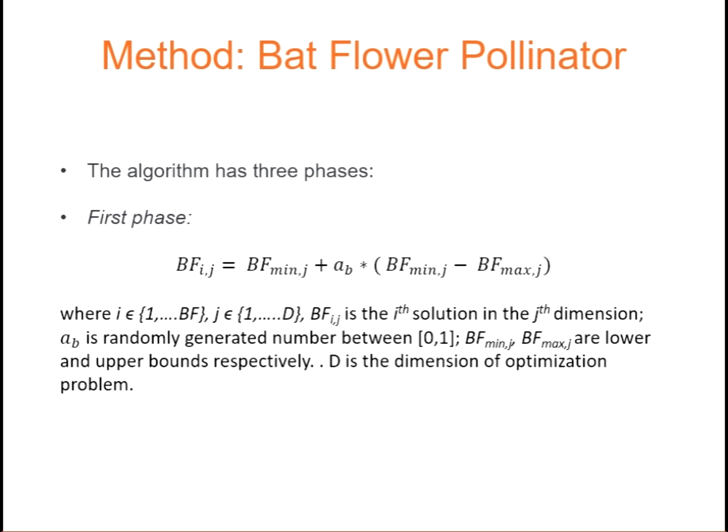The Batflow pollinator algorithm consists of three phases: the first phase, second phase, and the third phase. The first phase is the initialization phase, which is the same in every algorithm, that is, we use the minimum and maximum, the upper and lower limits, and define the initialization parameters, and this initialization is done randomly. Because in nature inspired algorithms or any population based algorithm, the more is the randomness, or the more is the diversity in the population, the better are the chances of getting a good solution.